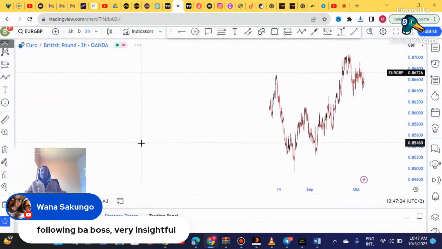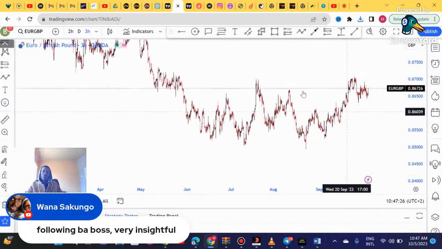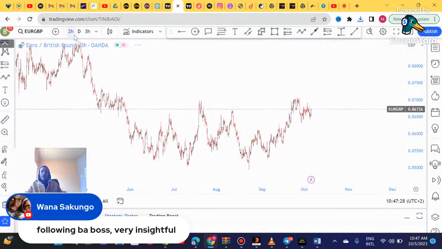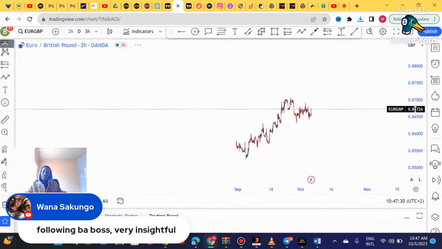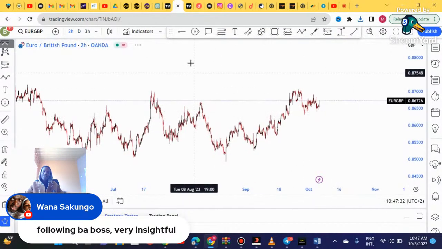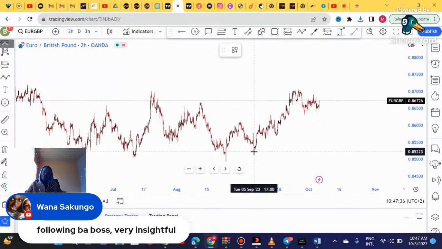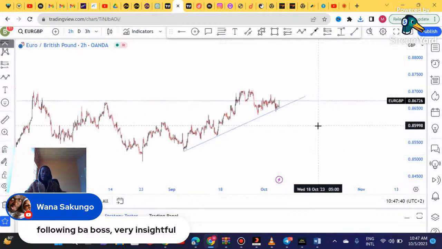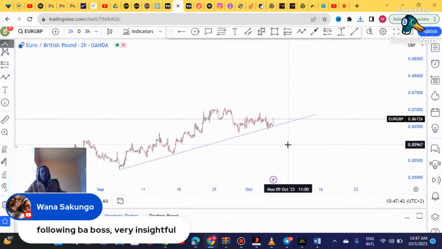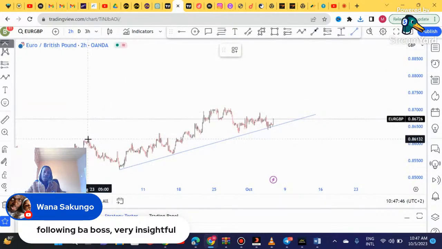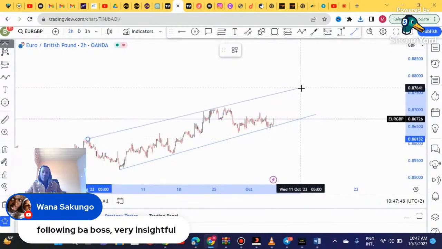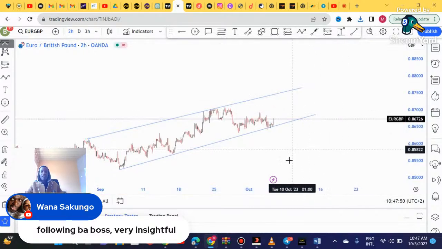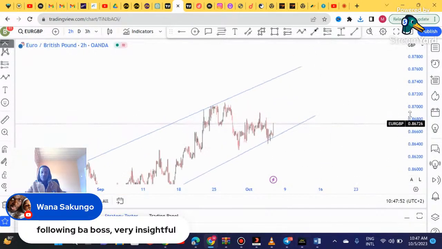Euro GBP, ladies and gentlemen, this is how it is. This one, I took the trade. Let's look at this. Now we see price is moving upwards, right? We see this is in an uptrend, right? So actually, there was a point where we needed to take a buy, of which I already have. I took this trade before I came in live. As you can see, I'll be able to show you.